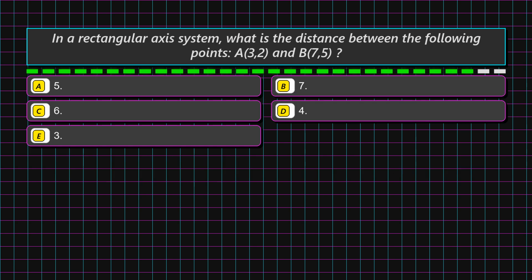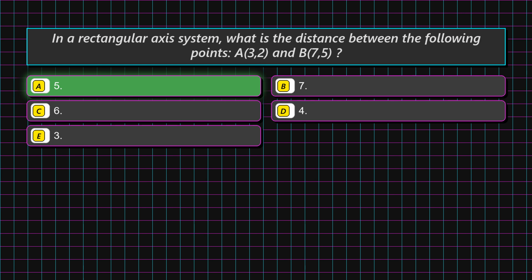Question 15. In a rectangular axis system, what is the distance between the following points? A, 3, 2, and B, 7, 5. Option A, 5. Option B, 7. Option C, 6. Option D, 4. Option E, 3.